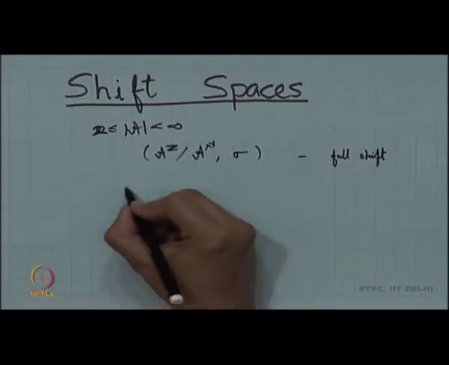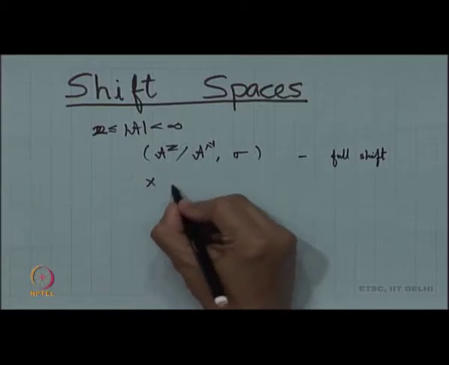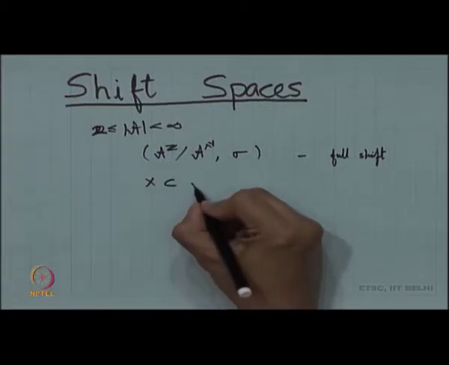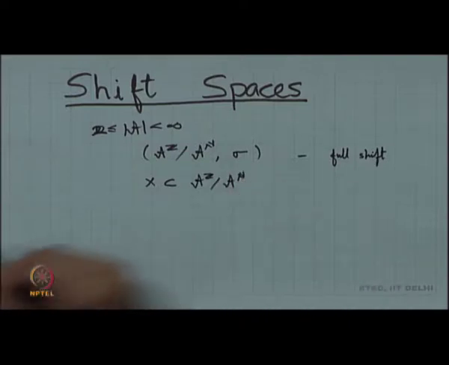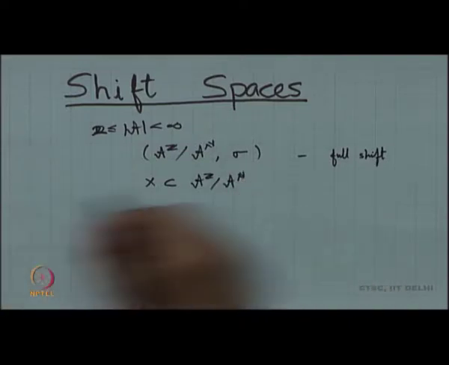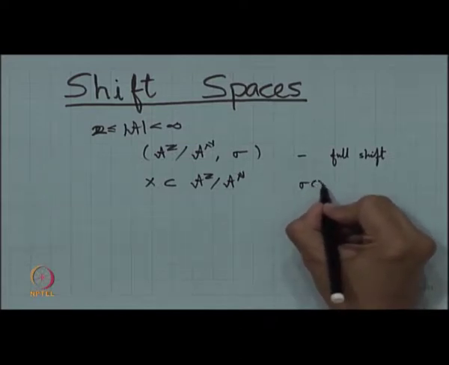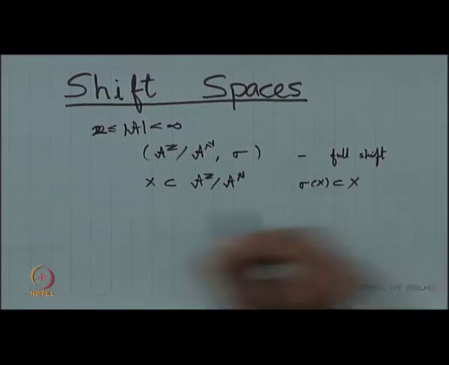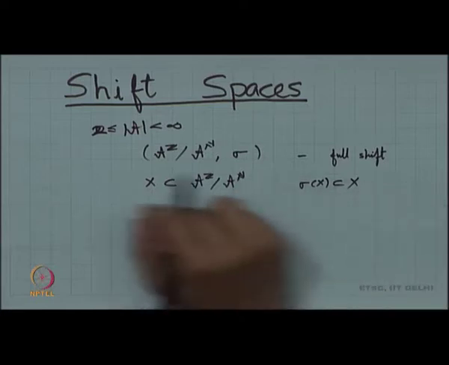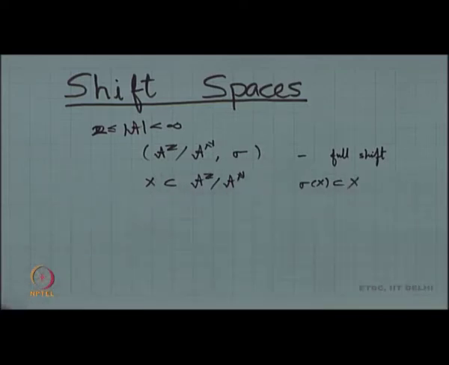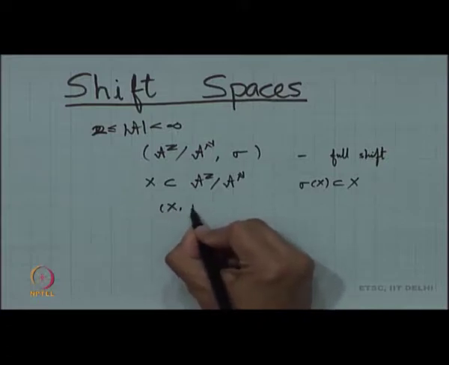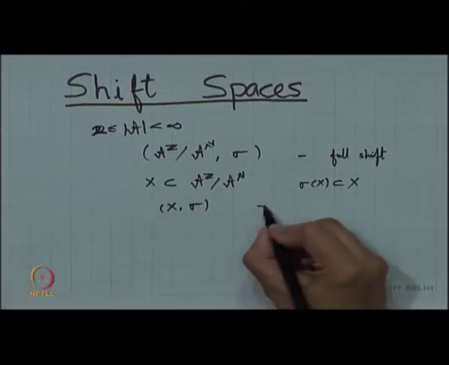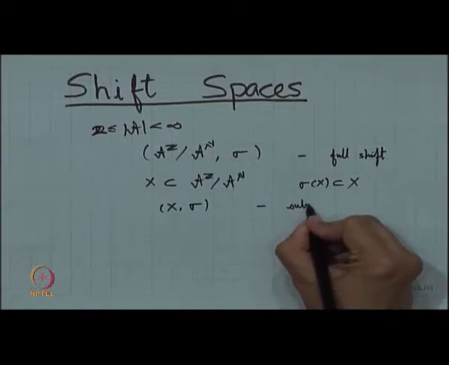The other idea is to use X as a subset of, again, A^Z or A^N, one sided or two sided, and then you look into those X which are invariant under the shift. So you look into shift invariant subspaces of the full shift, and that gives rise to another dynamical system which we call a subshift.